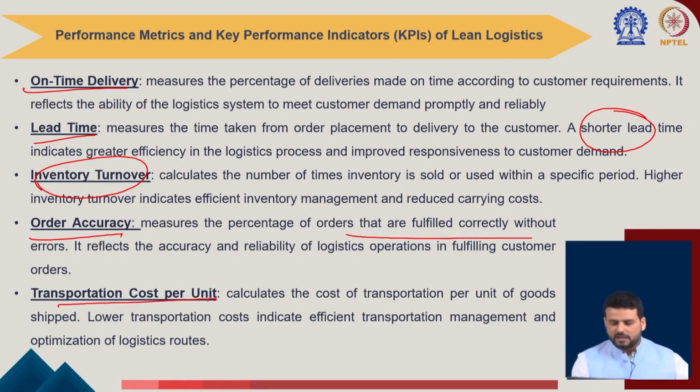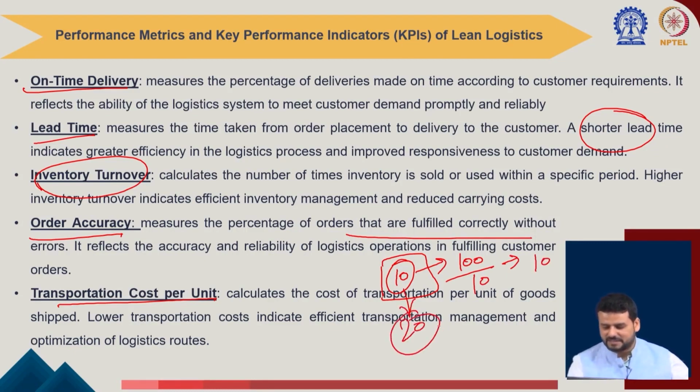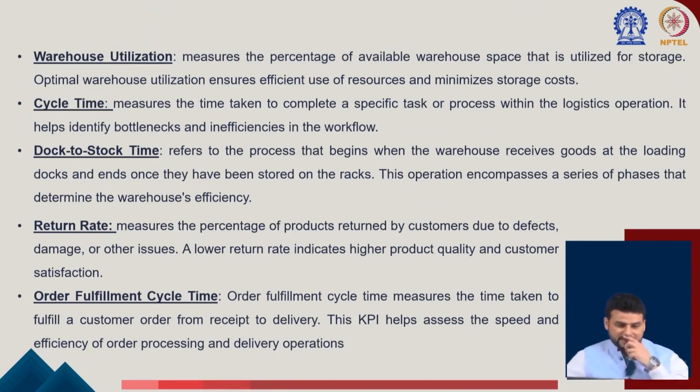Transaction cost per unit: if in one truck you are carrying 10 items and the cost is 100, obviously carrying one unit your cost will be 10 rupees. If I am carrying maybe 20 items in the same truck, the cost may be 5 rupees. It may not be the same, it may increase a little bit, even then the per unit cost will reduce, maybe from 10 to 6 or 7 rupees per unit. So you need to ensure the complete utilization of the capacity.